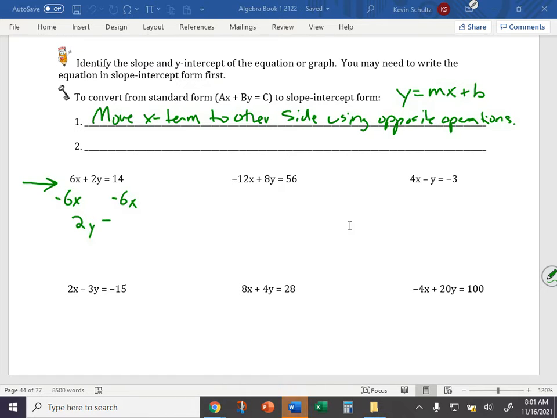And we want to get into slope-intercept form, which has that constant, that b term. So we're going to stick this negative 6x before the 14 because we want mx plus b. So 2y equals negative 6x plus 14. It's negative 6x because we subtracted it. We moved it over using opposite operations. And it's going to be a positive 14 because that was the sign of the 14 in the equation.